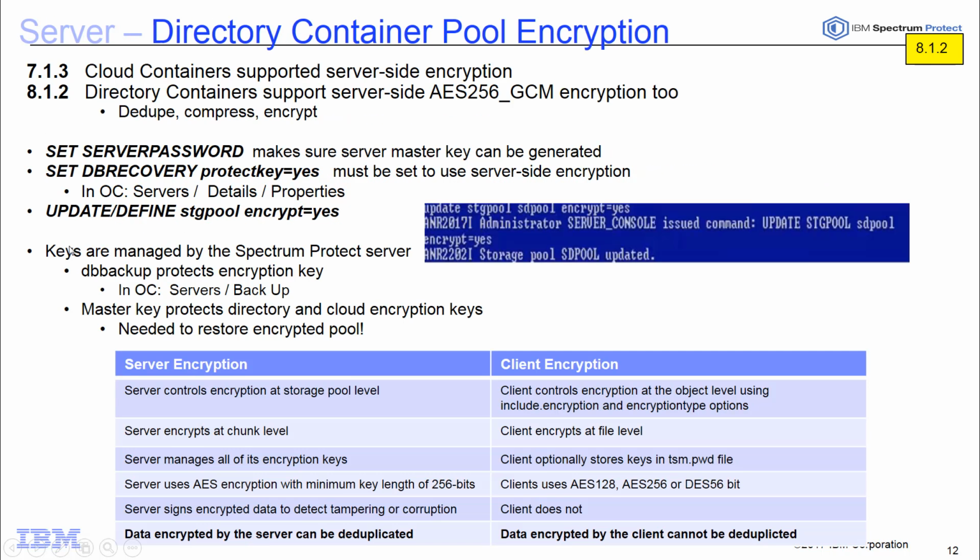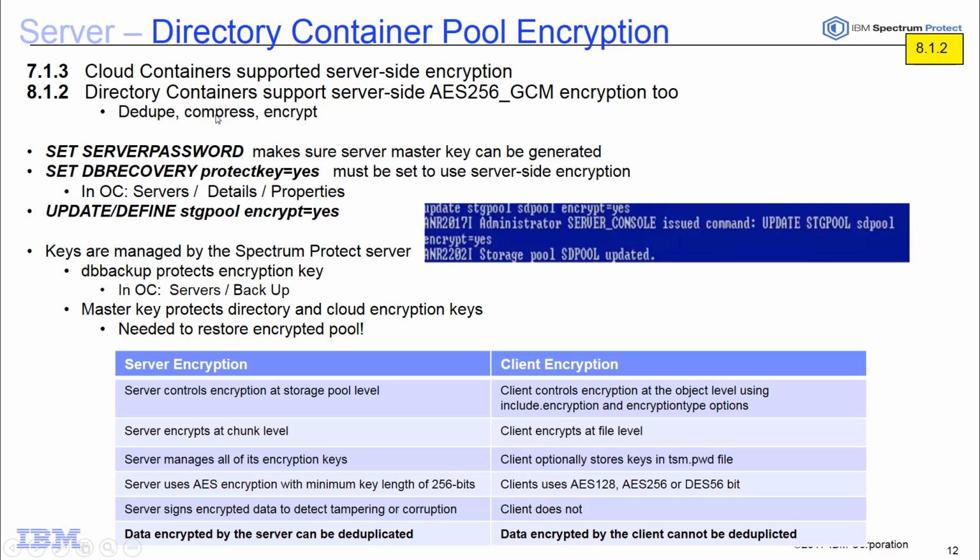Okay, so that was the new ability to use the command line interface to upgrade clients. The next thing we're going to talk about is directory container pool encryption. Now in 7.1.3, we introduced server-side encryption for cloud containers. In this version, we're introducing it also for directory containers. And this will be AES 256 GCM encryption.